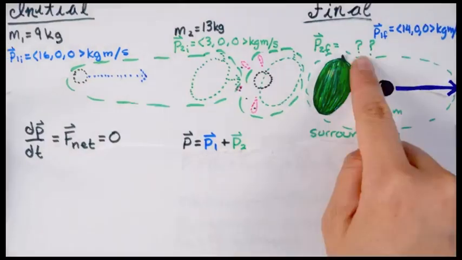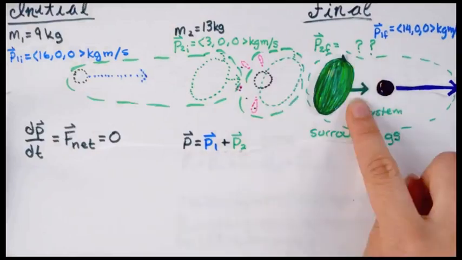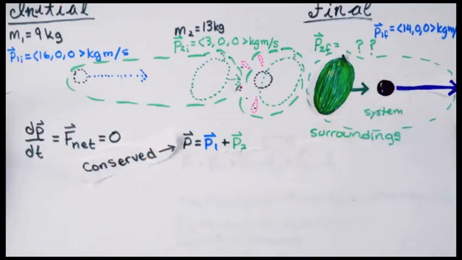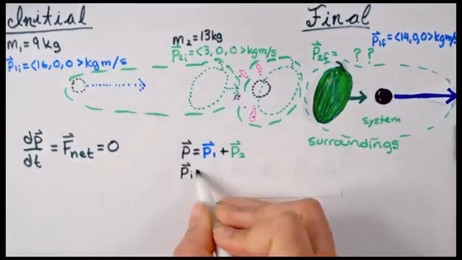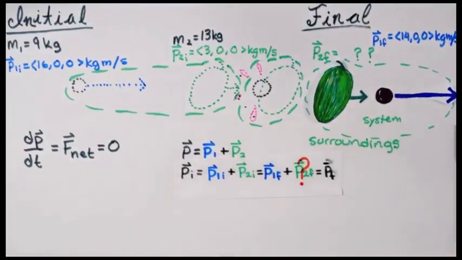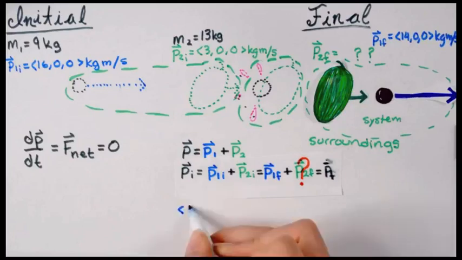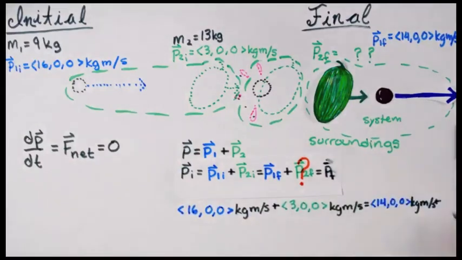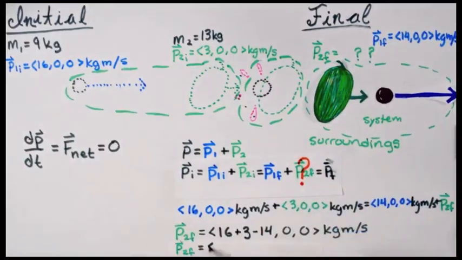So let's do that. Let's find the unknown here, the final momentum of object 2, object 2's momentum after the collision. Since the system momentum is conserved, it must be true that the initial system momentum, the system momentum before the collision, is equal to the final system momentum, the system momentum after the collision. So let's write that out. Now we see we know everything here except for our unknown, the final momentum of object 2, p2f. So let's solve for that and plug in the numerical values. And so here's the result.